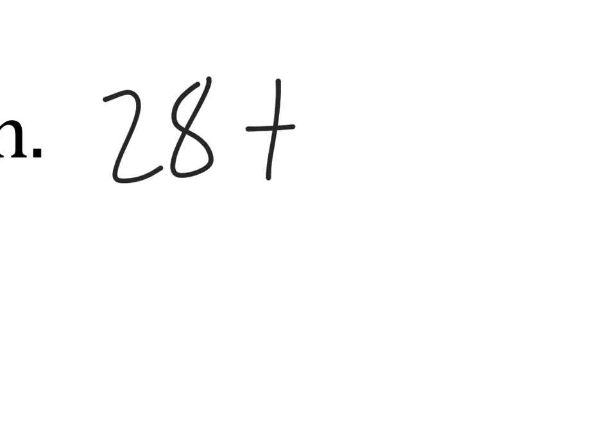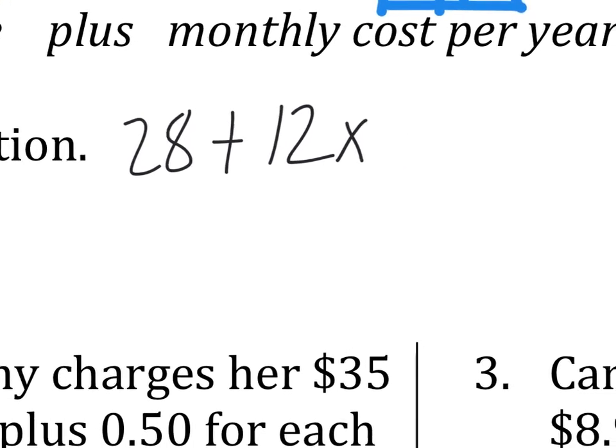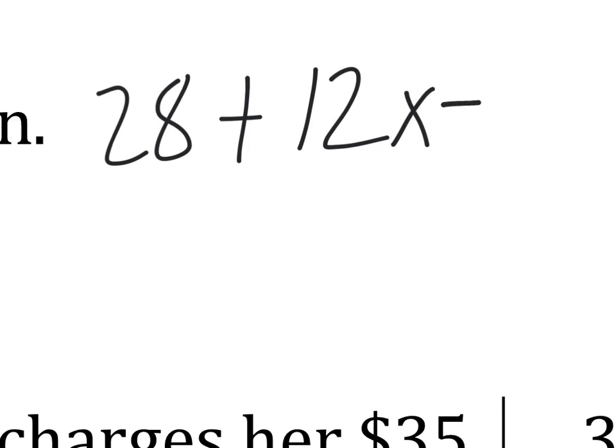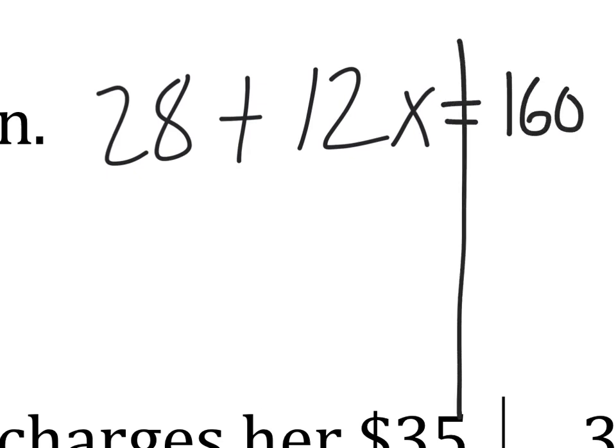So we're going to do $28 for our fee, plus how much we're going to pay every month. And instead of that weird symbol, I'm just going to use an X. X is representing how much we pay every month. And then we said $160 total. So this equals $160. So I'm going to draw my line like I always do.